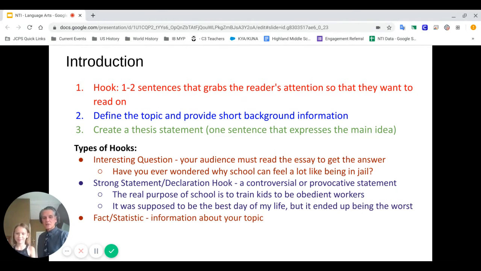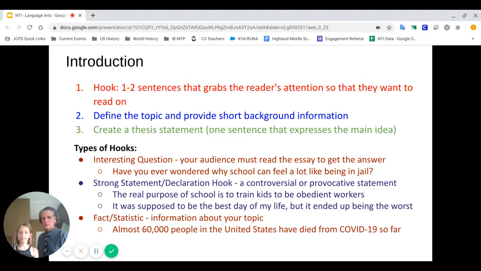And you could also start with facts or statistics. Almost 60,000 people in the United States have died from COVID-19 so far. So that's a statistic. Over 8,500 students a year drop out of Kentucky schools. Again, these are statistics, and because it has to do with things like dropout rates and illnesses, especially during this pandemic, that gives people, oh, I wonder what this paper is going to be about. I'm already interested because these are things that are important to me.